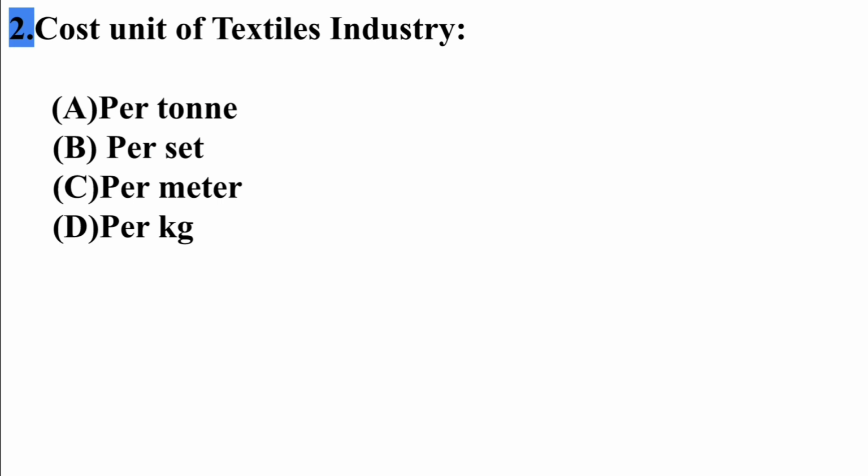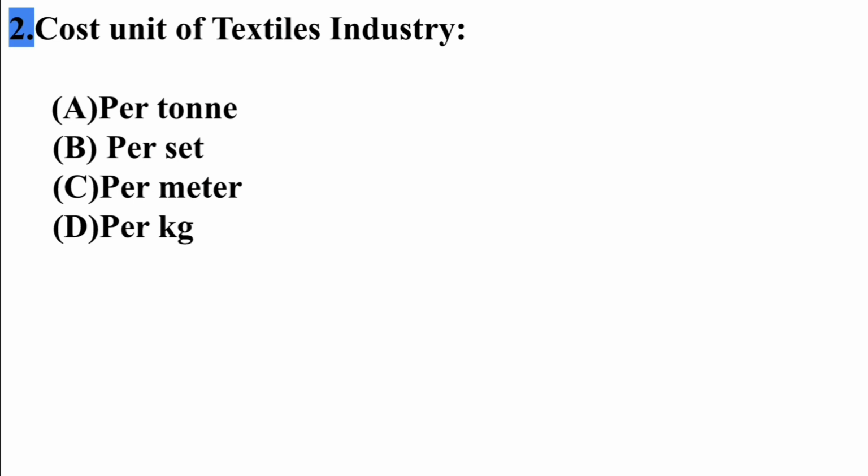Option A per ton, option B per set, option C per meter, and option D per kg. Okay. A cost unit is a standard or unit of measurement of the goods manufactured or services rendered. It may be expressed in terms of number, length, area, weight, volume, time, or value. They are always selected carefully based on the nature of business operations.